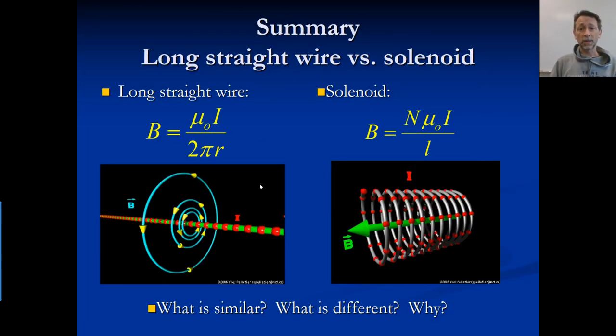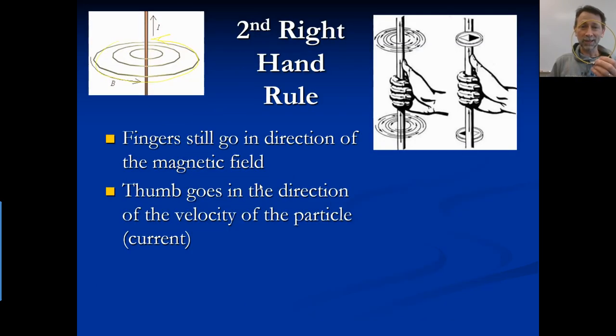So in summary, remember that we have a wire that creates a magnetic field around it. And either that's going to be a long straight wire, which will be the equation that you see on the left, or it's going to be a loop or a set of loops, which will be the equation that you see on the right, and that's called a solenoid. And then the second part of that is that the second right-hand rule tells us what direction the field goes around the wire, because our thumb goes in the direction of the current and our fingers will curl in the direction of the magnetic field.